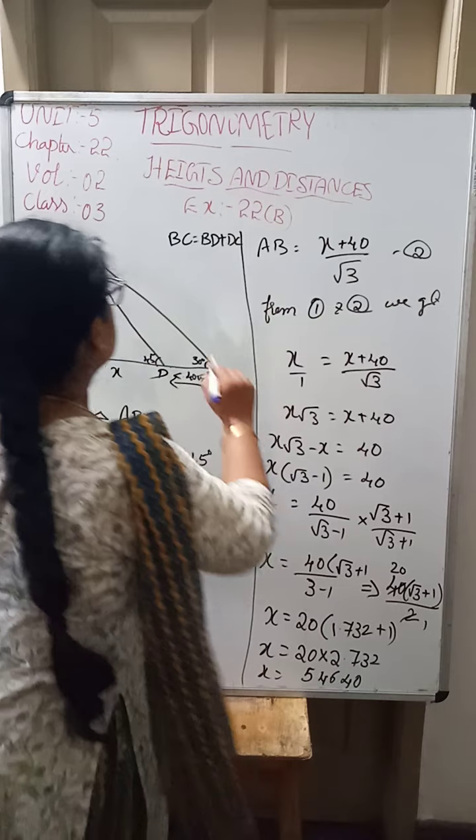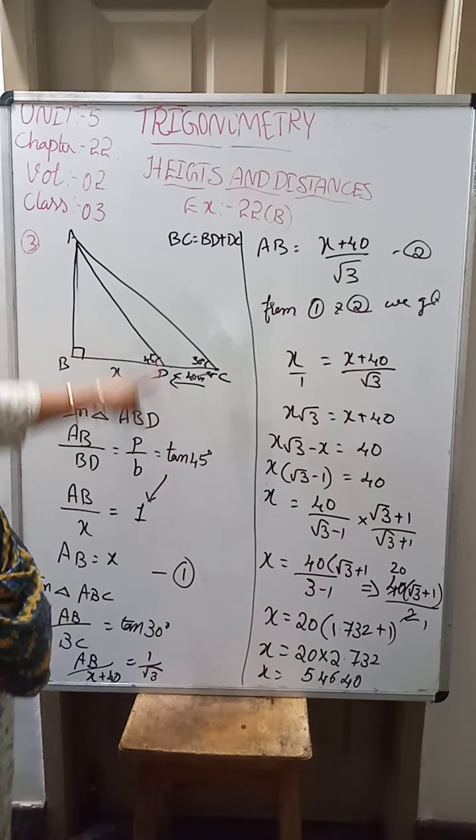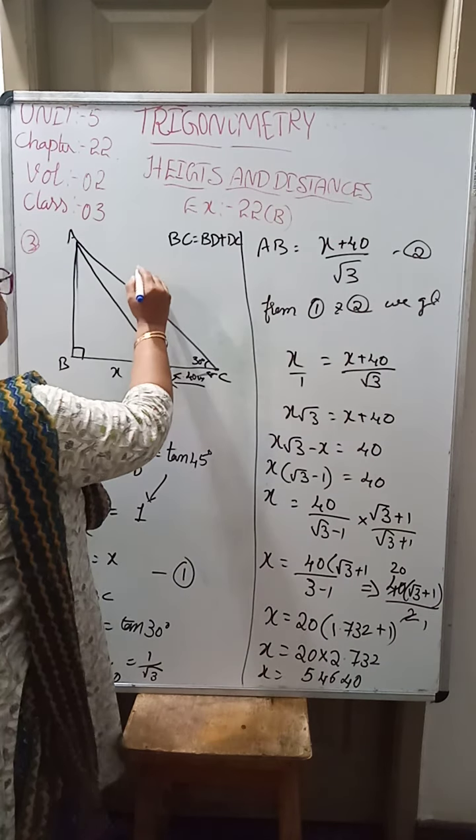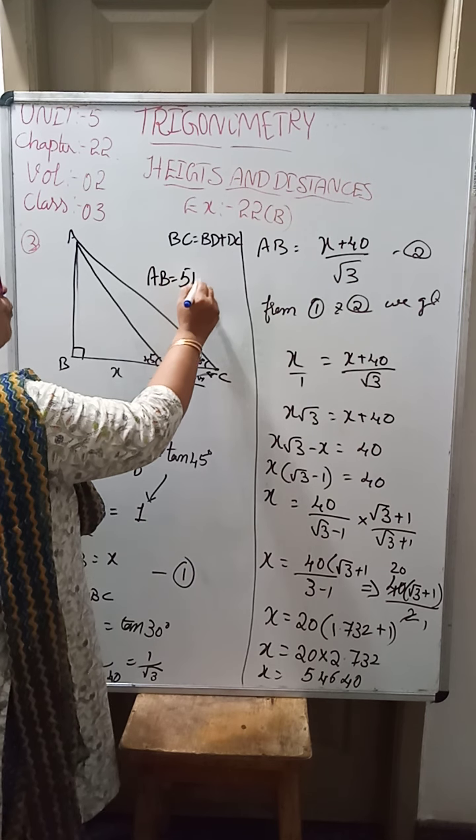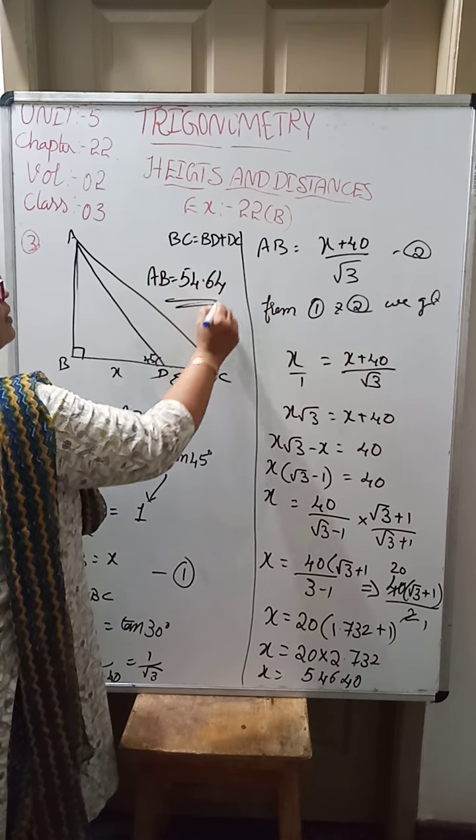54.64. That is, let me write the answer once again here. That is, the length of the building AB is equal to 54.64. Answer.